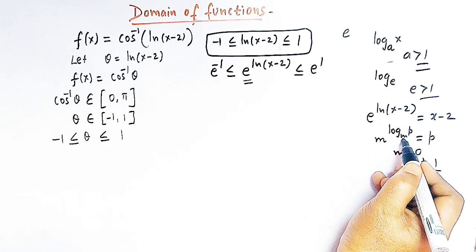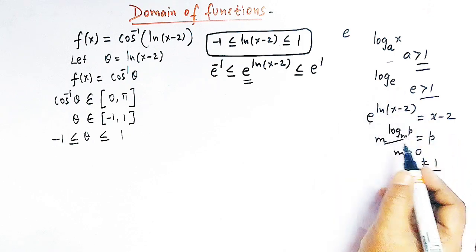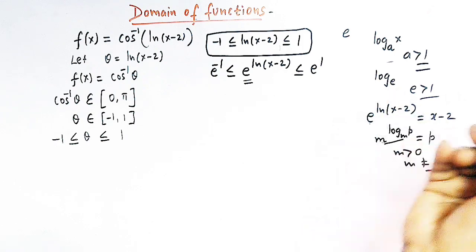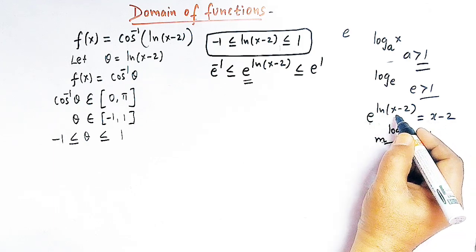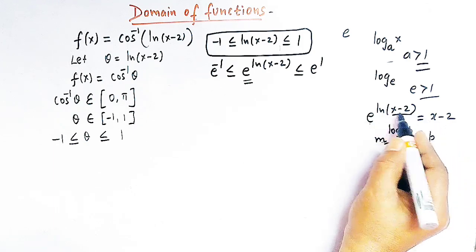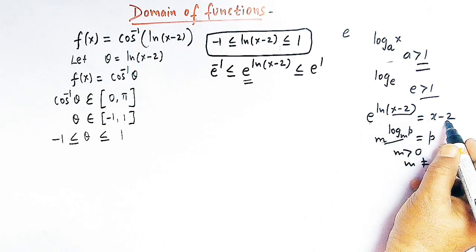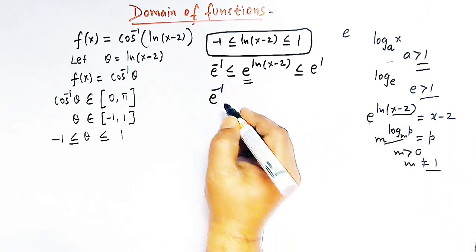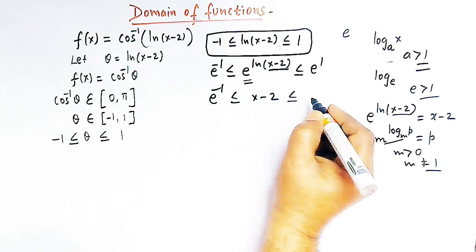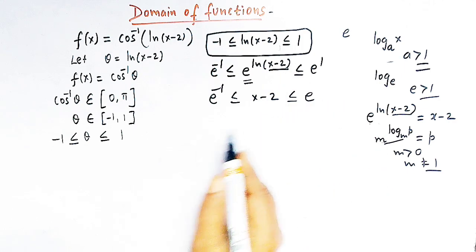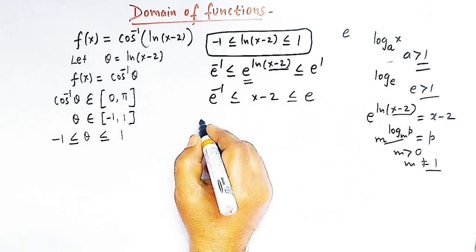And here we have e, because the base of this log is e, so the value of m is e, which is obviously greater than 0 and not equal to 1, and the value of p is x minus 2. So e raised to natural log of x minus 2 is equal to x minus 2. So here we have e raised to minus 1, and here we have simply x minus 2, and here we have e. So now let us add 2 throughout this inequality.